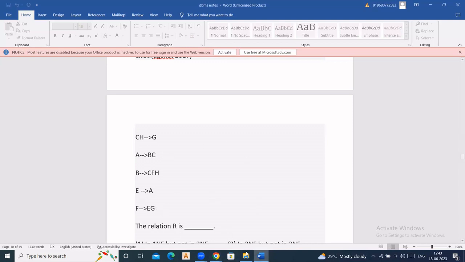The functional dependencies: CH tends to G, A tends to BC, B tends to CFH, E tends to A, F tends to EG.